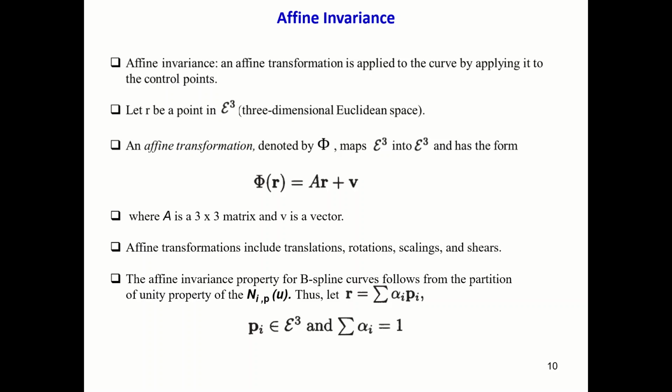The affine invariance property for B-spline curves follows from the partition of unity property of the N_i,p(u). Thus, we let R equal the summation of alpha_i P_i, where P_i belongs to the three-dimensional Euclidean space, and the summation of alpha_i equals 1.